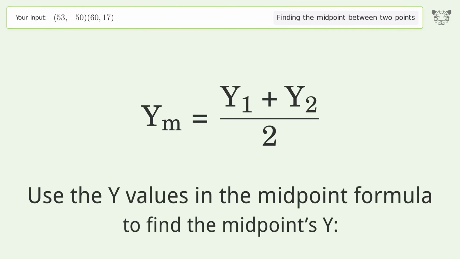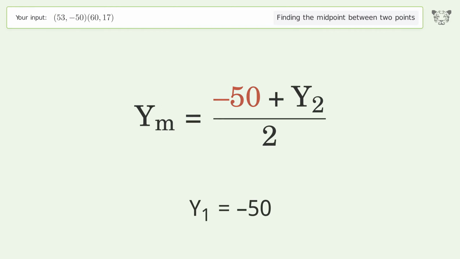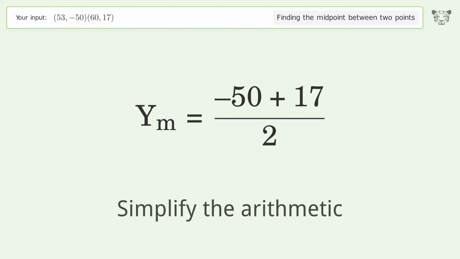Use the y values in the midpoint formula to find the midpoint's y. y1 equals negative 50. y2 equals 17. Simplify the arithmetic.